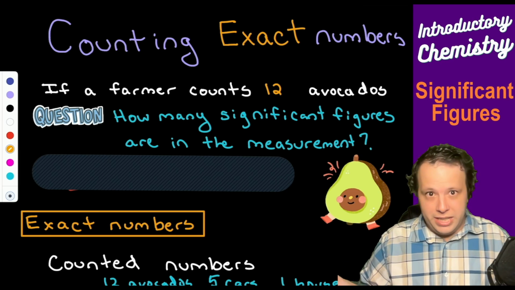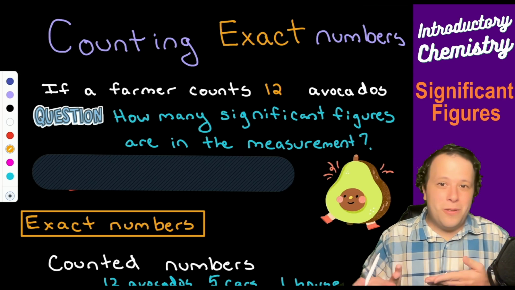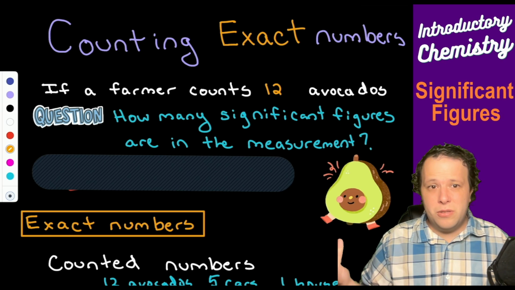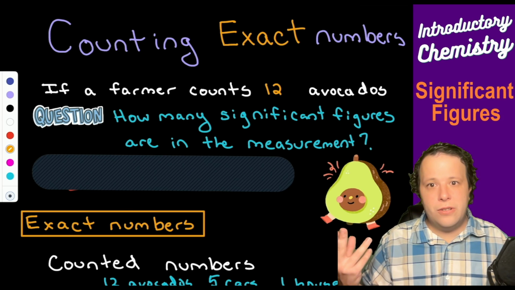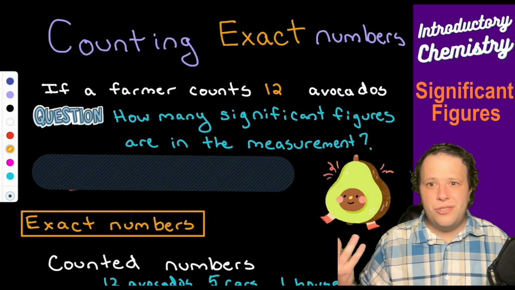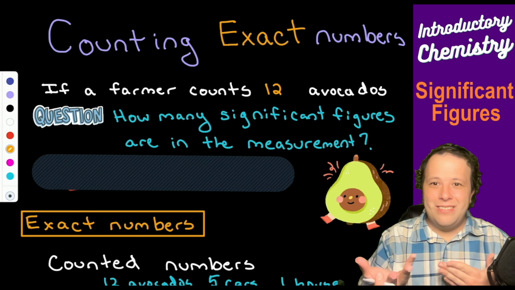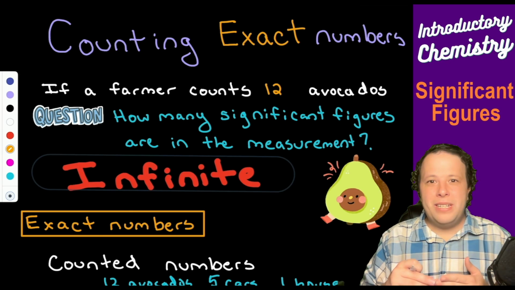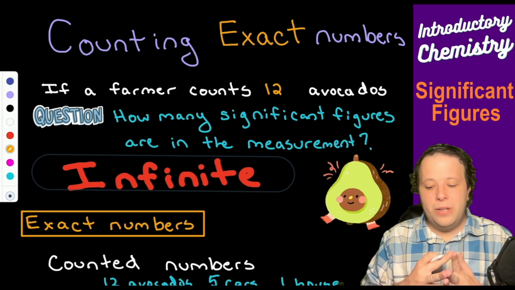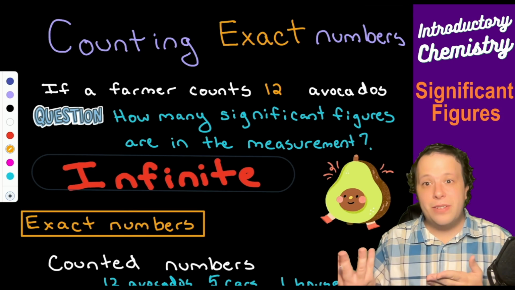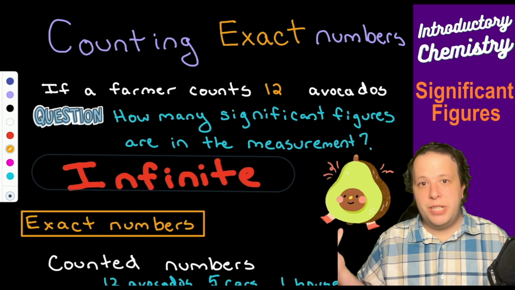Well, there's 20. Or if I have the example that I have here with my avocado friend, it says if a farmer counts 12 avocados, how many significant figures are in that measurement? And you're going to be like, well, Dr. Dan, isn't it just 2? That's what we've been doing this whole time. The thing is, it's actually not 2, and you're going to be wondering why. That's because it's an exact number. What that means is that there's an infinite number of possibilities for the sig figs. You can have as many options as possible.